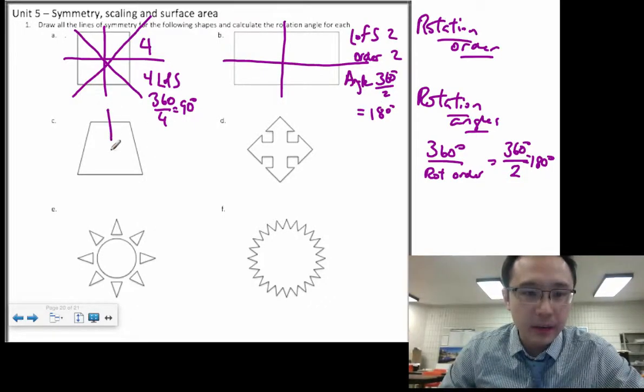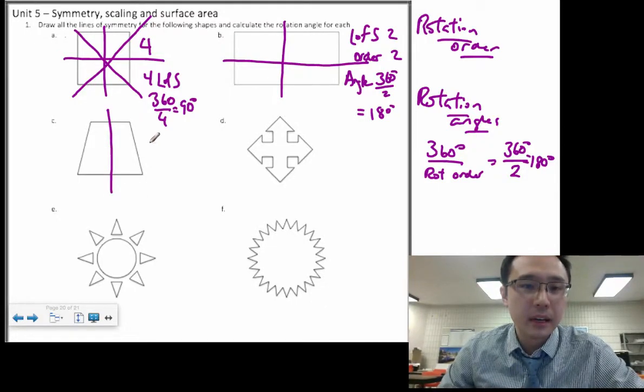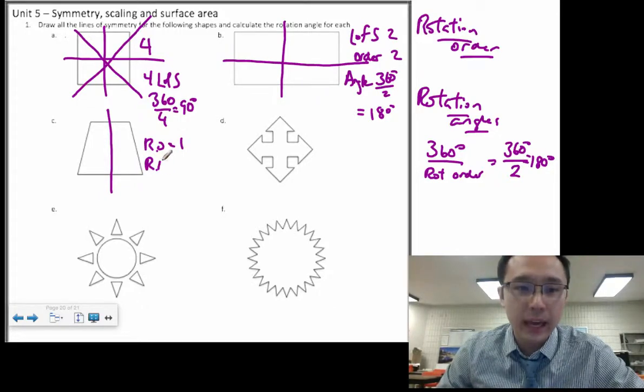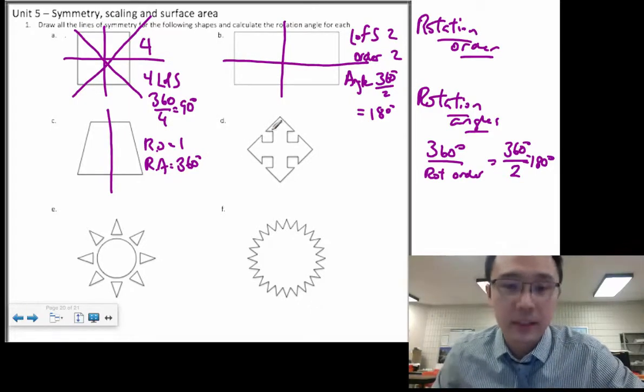Here is this shape. I think there's only 1 line of symmetry, so the rotation order is going to be 1, and then the rotation angle is 360, because 360 divided by 1 is 360.